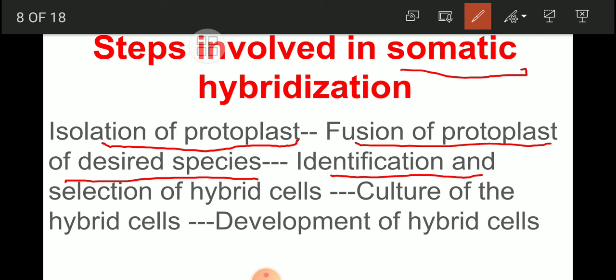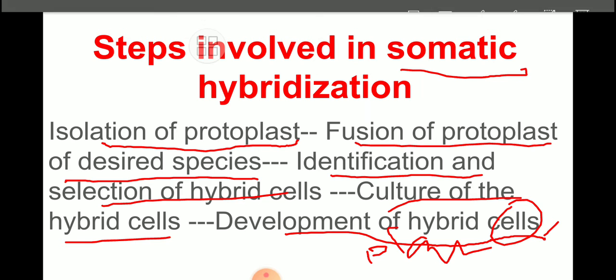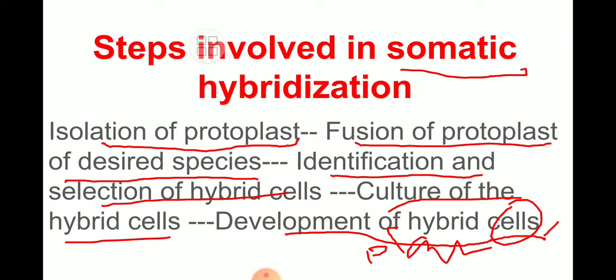Now identification and selection of the hybrid, again most important. That's why, skilled workers, I have told you, here also skilled workers are required, but the role of that skilled worker is different here. Now after selection or identification of proper hybrid cells, culture those hybrid cells on a culture medium and development of this hybrid into a plant. Here we have to write: develop into a plant. So that is possible, isn't it? Culture of hybrid cells and develop into a plant. So these are the steps involved in somatic hybridization.